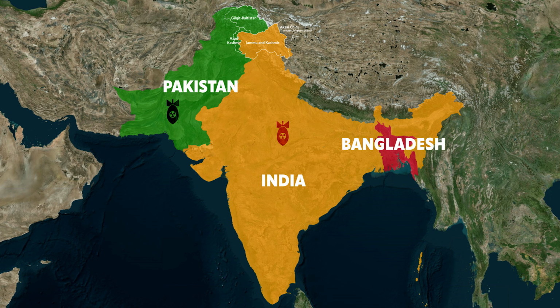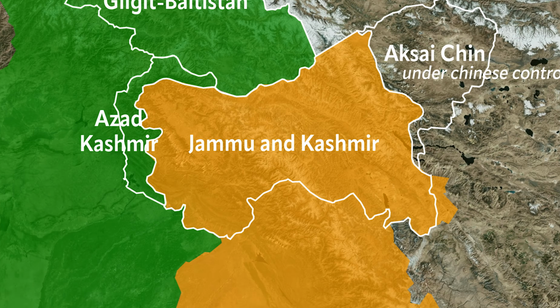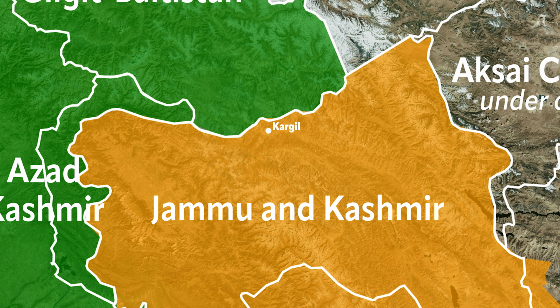A new confrontation took place in 1999. Indian soldiers stationed in the mountains around the town of Kargil were on their usual winter rotation, and the outposts remained unmanned for some time.